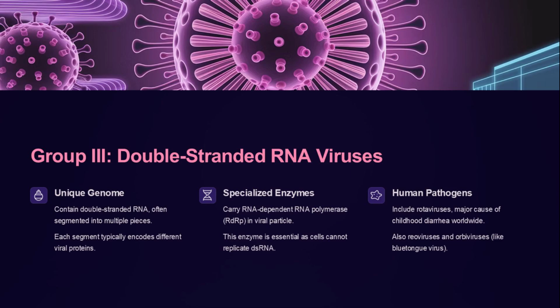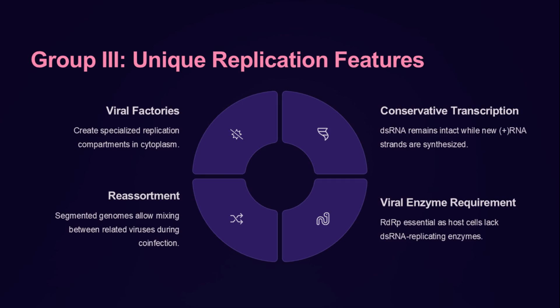The key feature of this group of viruses is their unique double-stranded RNA genome, which is often segmented into multiple pieces. Each genome segment typically encodes a different viral protein, allowing for a diverse set of functions. These viruses carry their own RNA-dependent RNA polymerase enzyme, which is essential for replicating their dsRNA genome, since host cells cannot do this on their own. Important human pathogens in this group include rotaviruses, a major cause of childhood diarrhea worldwide, as well as reoviruses and orbiviruses like bluetongue virus. Group 3 viruses have some unique features in how they replicate their genetic material.